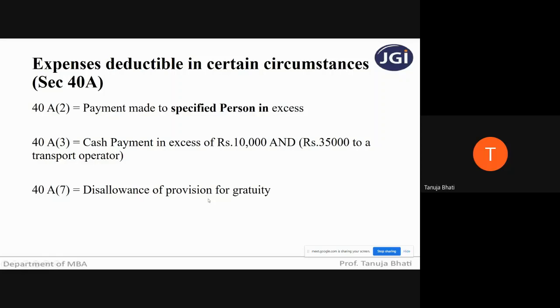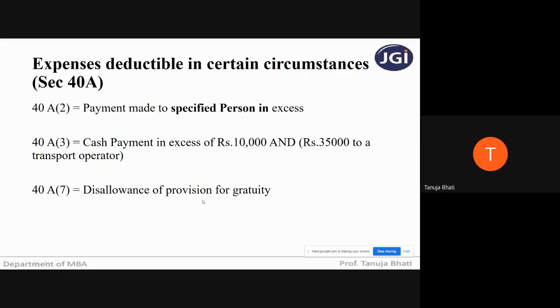Next is disallowance of provision for gratuity. Now students, when any provision for gratuity is made, see, you know that an employer is making payment to the employee, correct? Suppose it is making payment to the employee in the form of gratuity. So you know what is provision? Provision is keeping an amount for an expense that is certain to happen, correct?